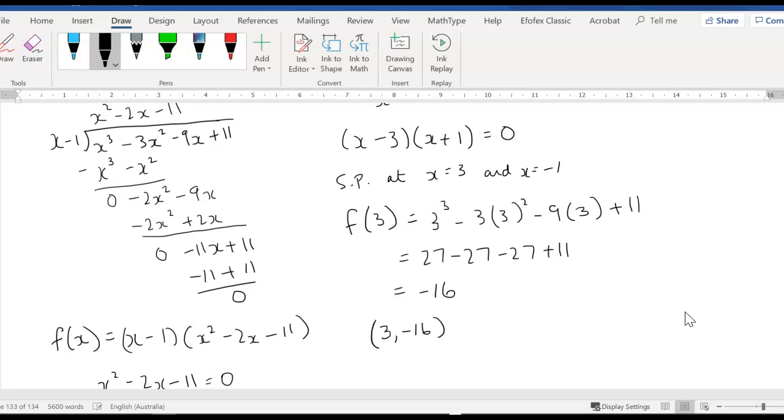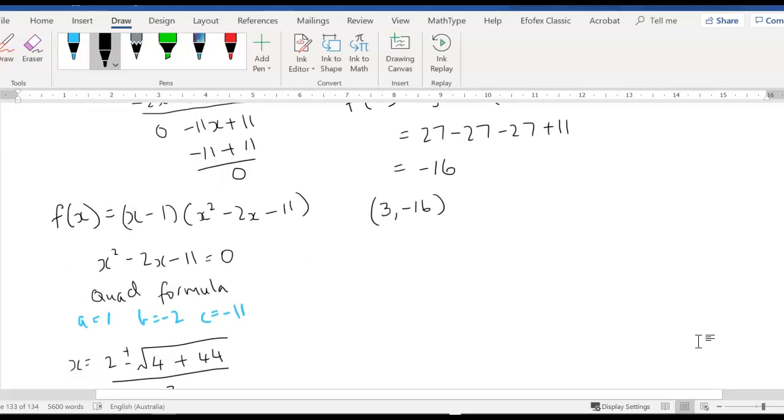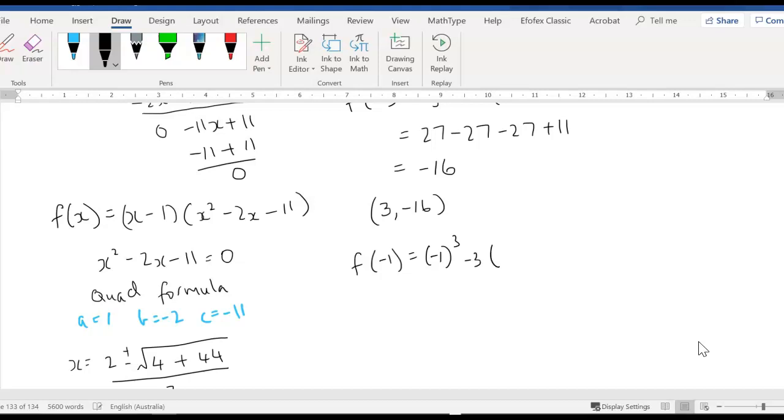Negative 16. Just looking at my notes to see if I did write it, but I don't have it on there. Okay, so let's do f of negative 1. So just substituting in negative 1, so negative 1 cubed minus 3 times negative 1 squared minus 9 times negative 1 plus 11. All right, so negative 1 cubed is negative 1. Negative 1 squared is 1, so I'm just going to be left with minus 3 plus 9 plus 11.